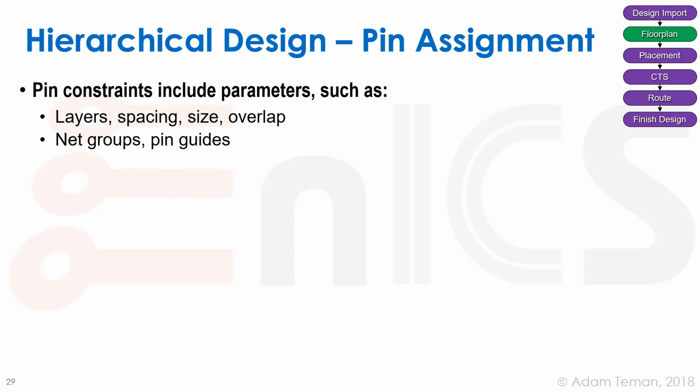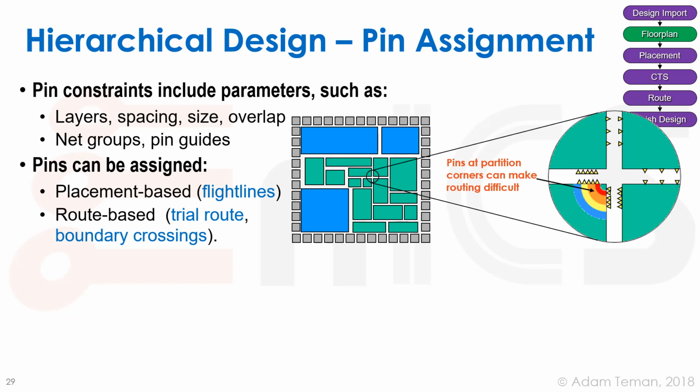Pin constraints include parameters such as layers, spacing, size, overlap, net groups, and pin guides. What that means is that we have our blocks over here, and we have to decide on the floor plan of each one of these blocks separately, where we're going to actually put the pins, because a pin is just a piece of metal that our final driver or our initial input is going to connect to. So it could be anywhere. It's very different from making the I/O constraints of where these big, huge pads are. It's just a little piece of metal. So how do we decide?